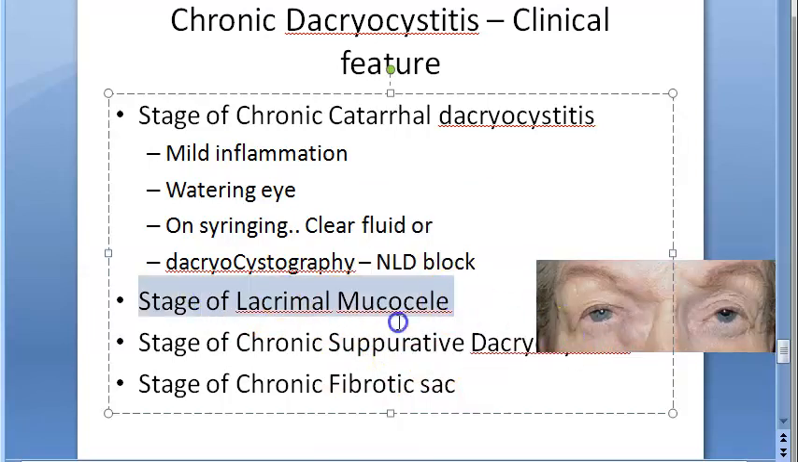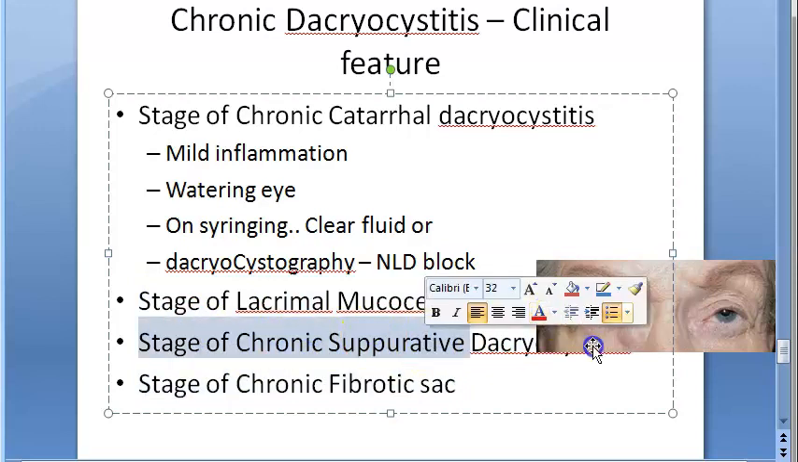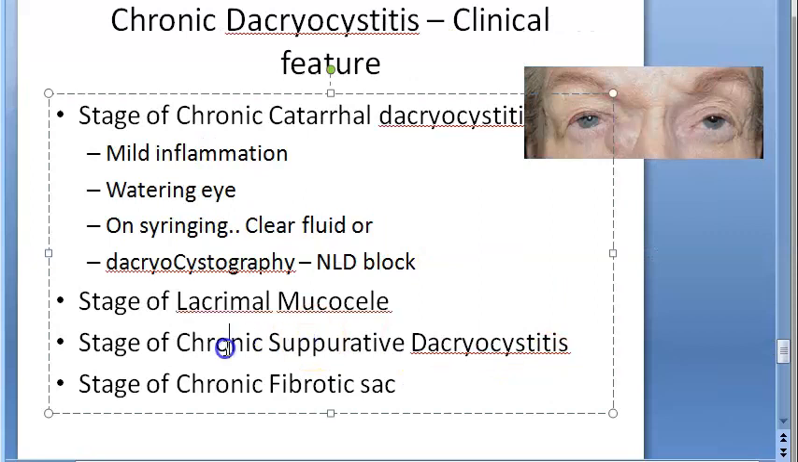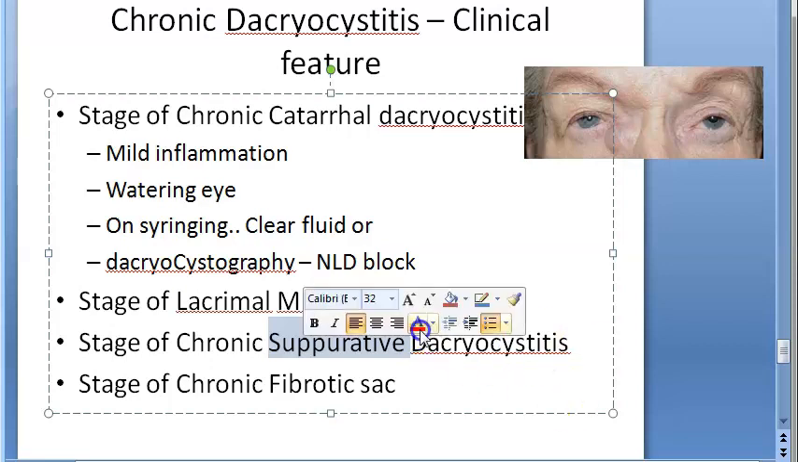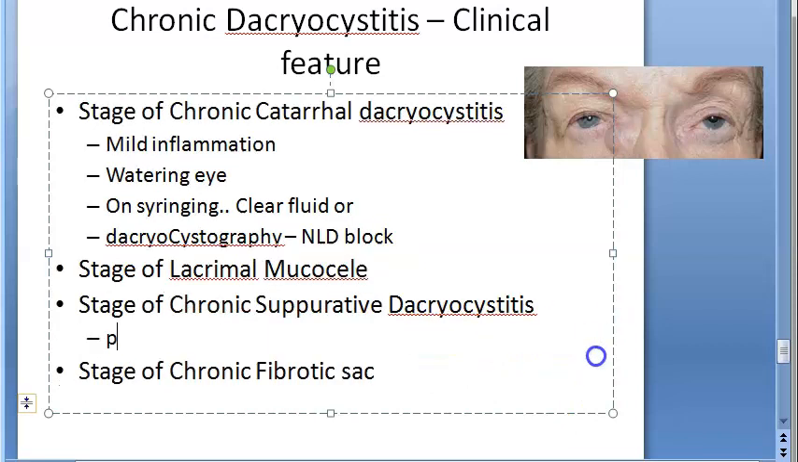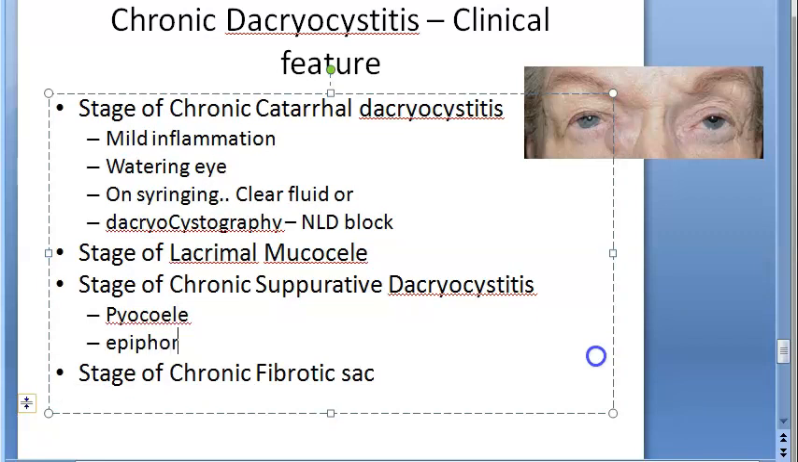Stage of lacrimal mucocele we have seen. Now, let us move on to the third one: the stage of chronic suppurative dacryocystitis. Suppurative means some bacteria has come and it has become infected, right? Due to pyogenic infection, the mucoid discharge becomes purulent, that is pus. So the mucocele now became a pyocele. Now what has the mucocele become? It has become a pyocele.